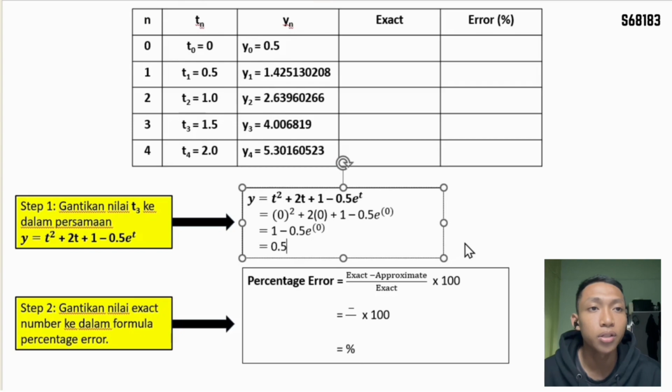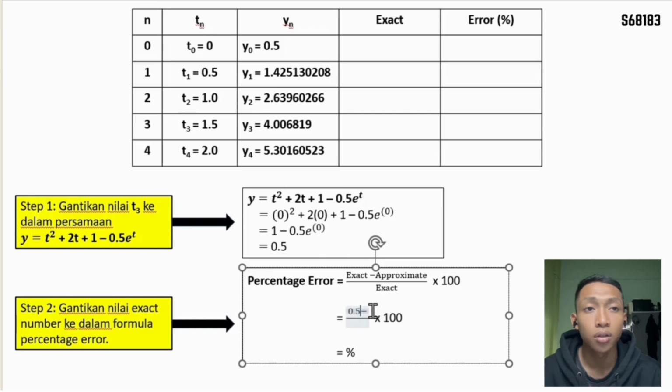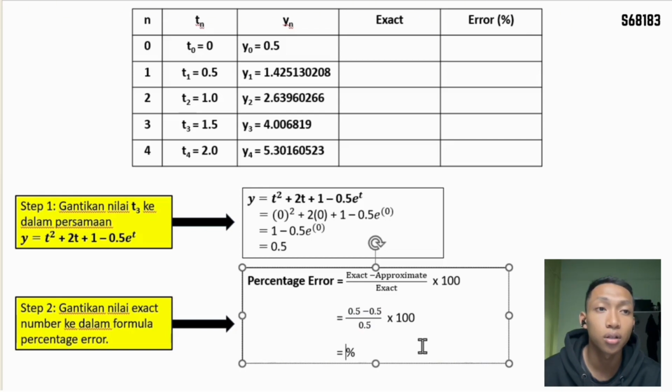Next step, by using the equation exact number minus approximate divide exact number and multiply 100. So what we have here is 0.5 and approximate is 0.5, divide 0.5 and multiply by 100, and we will get 0 for the percentage error. This is for the T0.